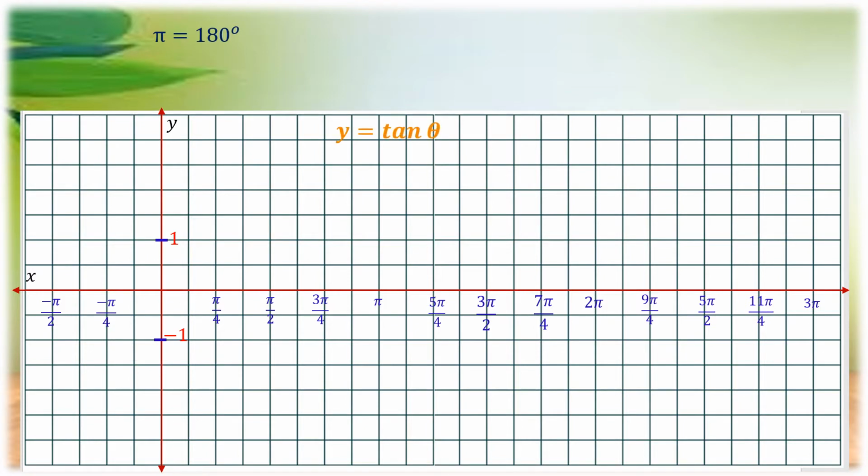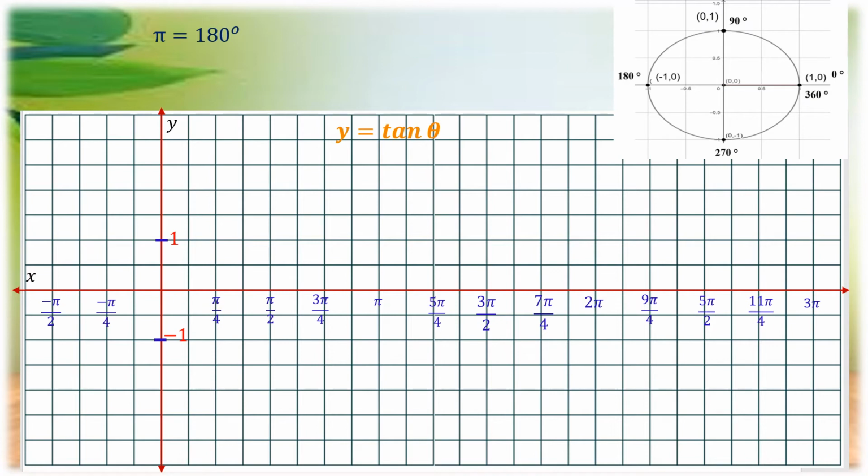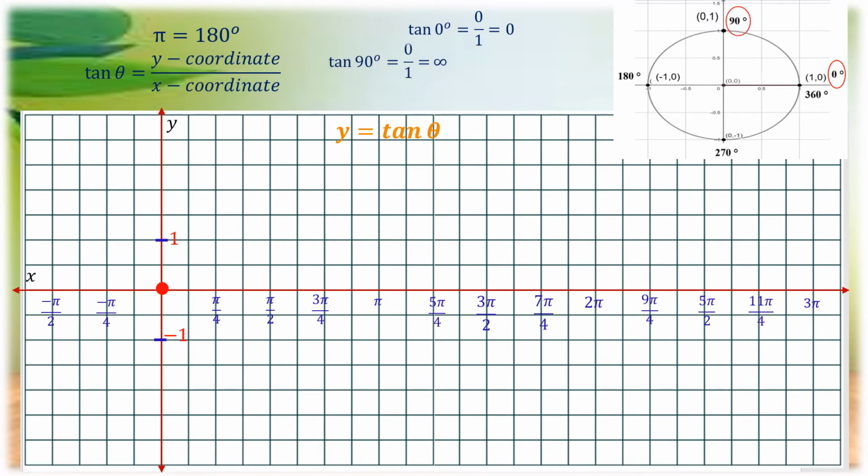Now let us graph y equals tangent theta. In here, we are going to use the unit circle as well as the calculator. So remember that tangent theta is equal to the y coordinate over the x coordinate. So tangent 0 degrees is equal to 0 over 1, which is equal to 0. And tangent 90 degrees is equal to 1 over 0, which is undefined. So at pi over 2, it is a broken line.